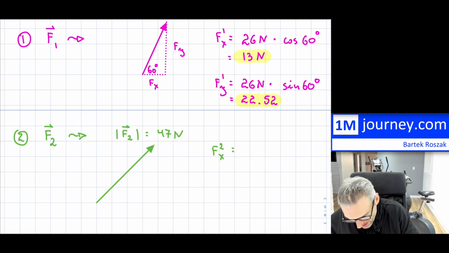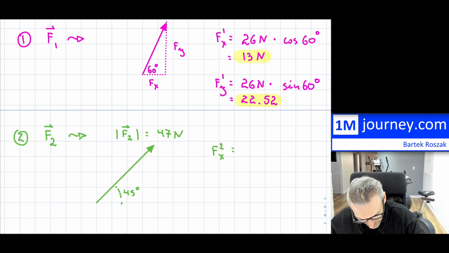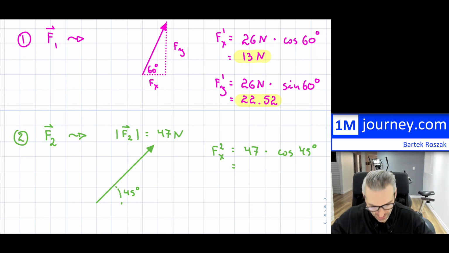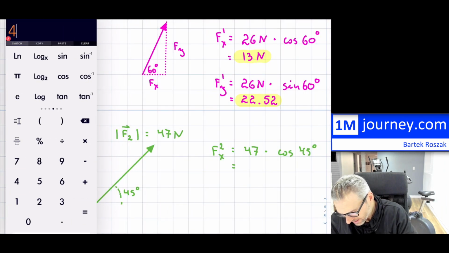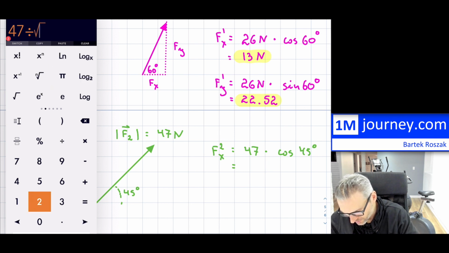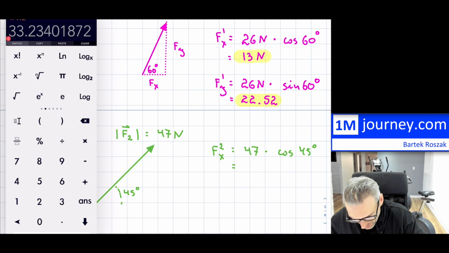So now I know the angle. The angle here is 45 degrees, so that one is very easy to work with. So 47 multiplied by cos of 45 degrees. Well, cos of 45 is 1 over square root of 2. So I can certainly find out what that is, and again round it up. So 47 divided by square root of 2 is going to be 33. Since I'm keeping 2 decimal places, I'll keep that.